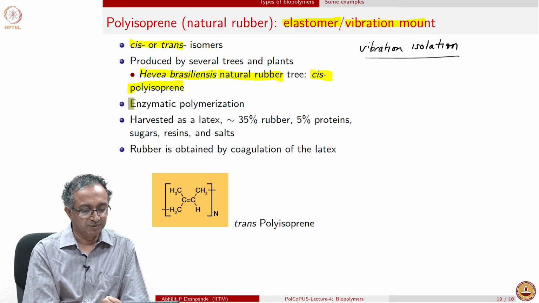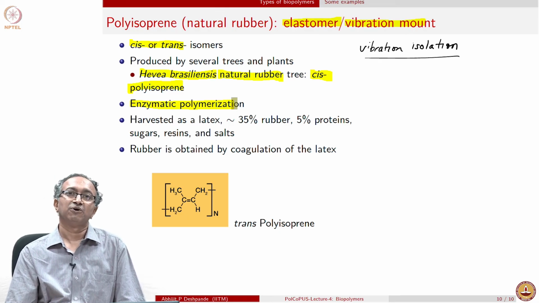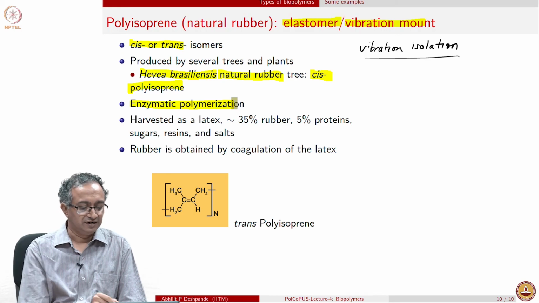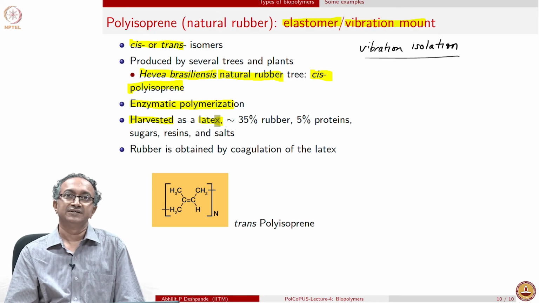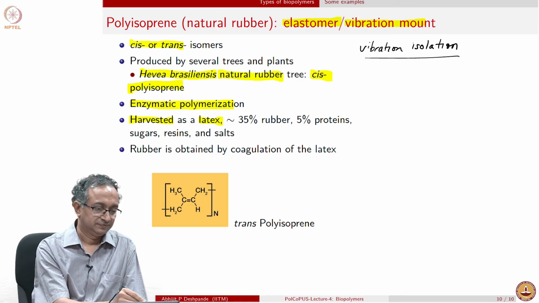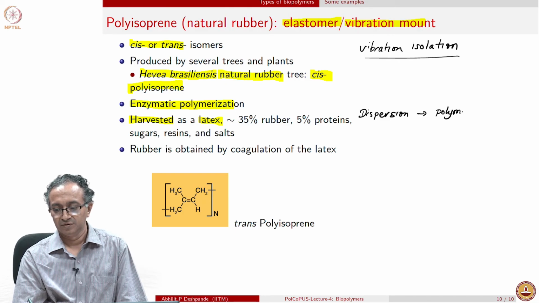Natural rubber is produced by trees using enzymes. So, proteins are used in catalysis. Therefore, we call it enzymatic polymerization. Generally, we harvest this as a latex. This is a common term used in polymer science whenever we have a dispersion. So, if we have a dispersion of polymer or oligomer particles in a solvent, it is also called a latex.